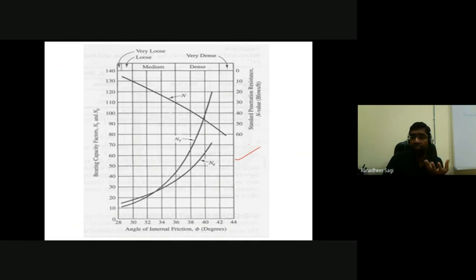That's nothing but the angle of internal friction value of the soil, as well as the bearing capacity factors of that particular soil. So based on bearing capacity factors, we can go on to determine the bearing capacity of the soil. And based on that SPT N value, as we said, we can go on to determine your angle of internal friction from this single standard chart available in the literature.